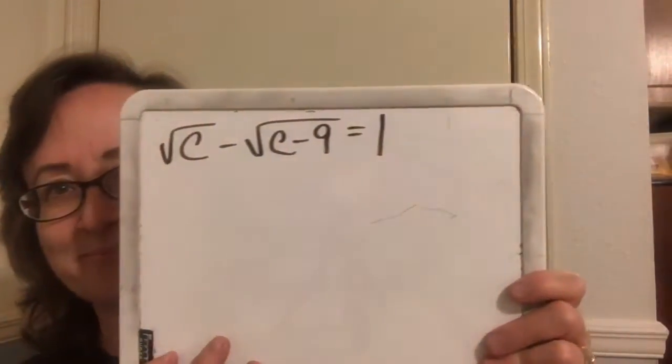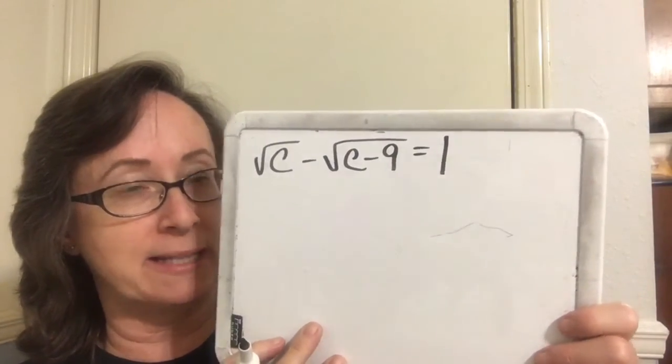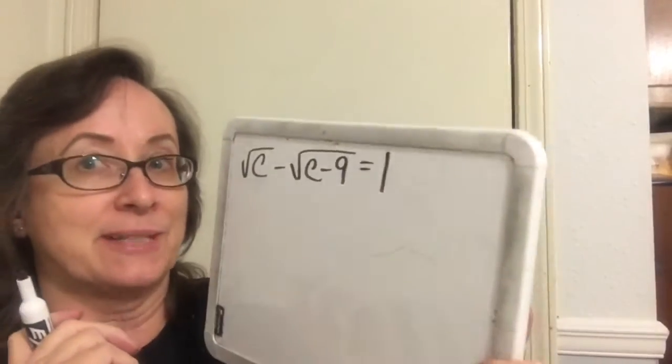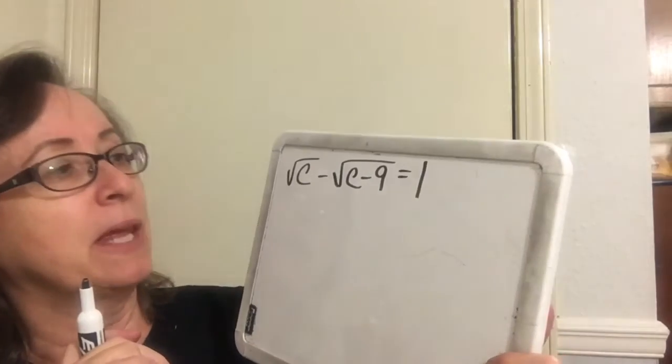Problem number 7 is going to have to be squared twice because we have 2 radicals that we're going to have to separate. So this is a double squaring here that we're going to have to work on.